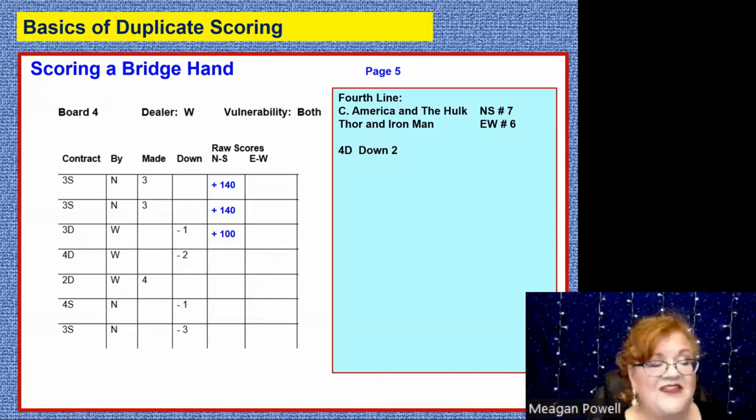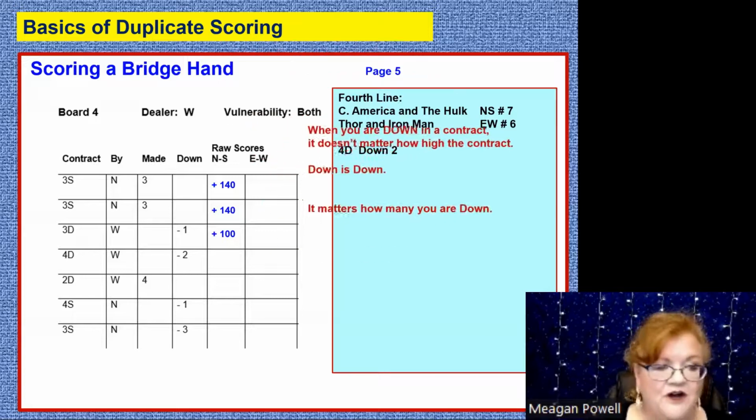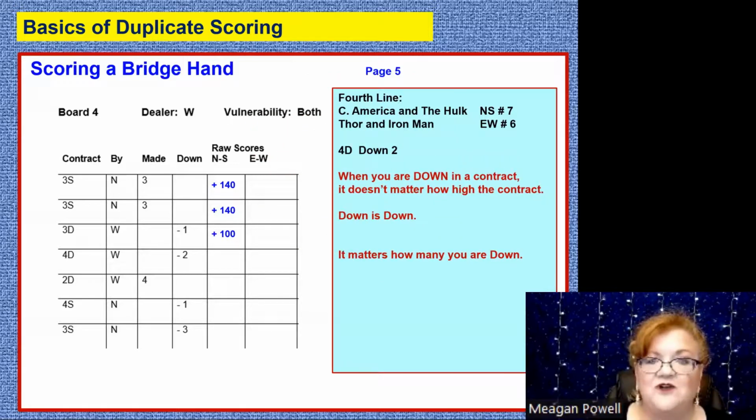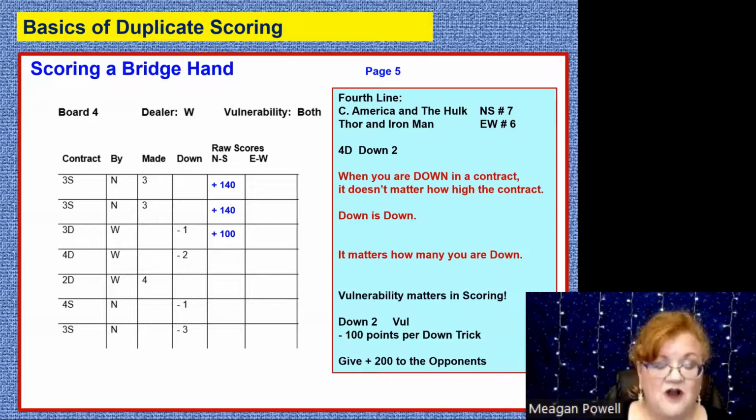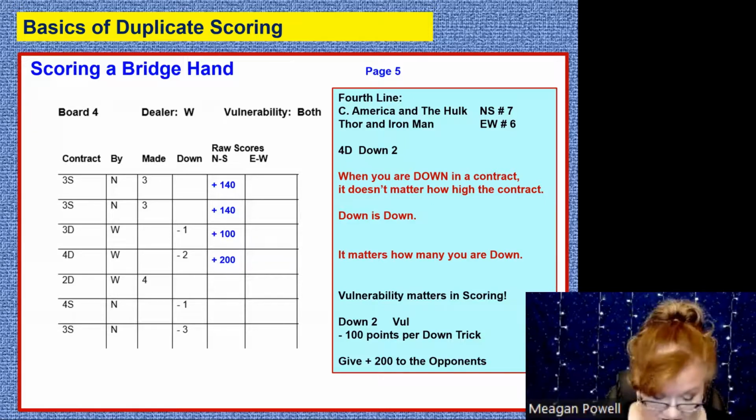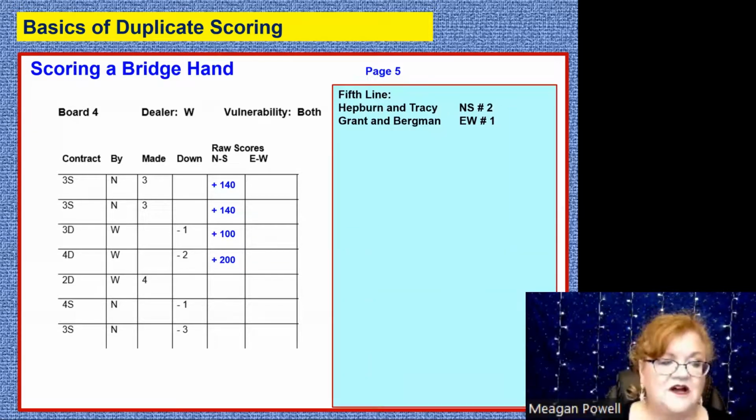They're down 2. They needed 10 tricks, but they're off by 2. They only took 8 tricks. Same thing applies. When you're down in a contract, it doesn't matter what the contract was. 4 diamonds, 7 no trump, 1 heart. Down is down. How many tricks are you off what you were supposed to take? Now you're down 2, East-West. You're vulnerable, 100 points per trick. You're going to give North and South 200 points on this. Ugh. All right, let's go look at the next line.